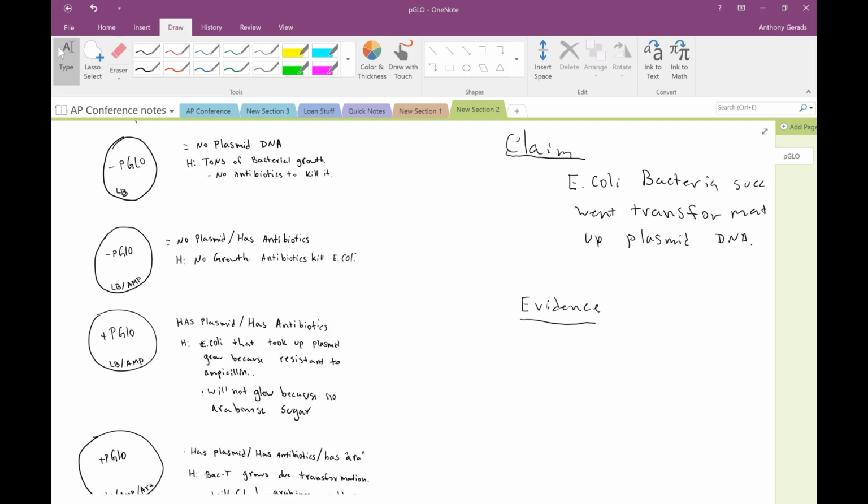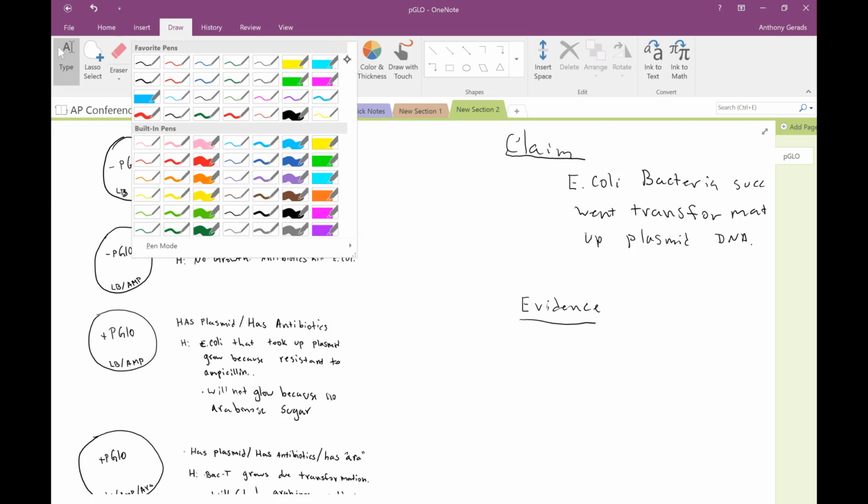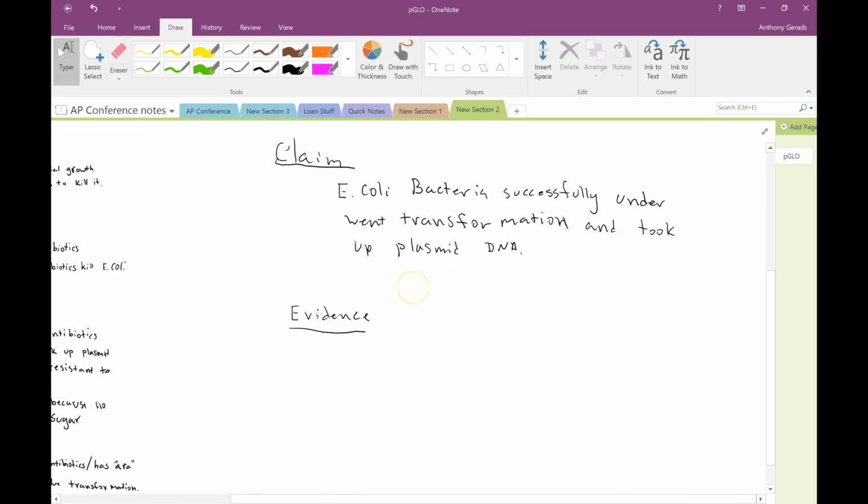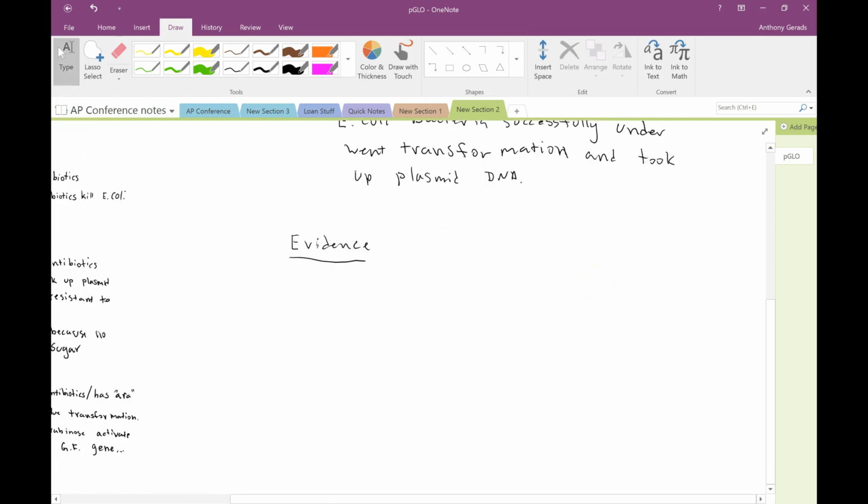Only the two that underwent transformation. So if I were to look at this, let's say I have red, we're not going to do this one. We are not going to do this one. But if I were to look at which ones we will do, we will put that in our data table and we will put that in our data table. Because those are the only two that support the claim that E. coli bacteria successfully underwent transformation and took up the plasmid DNA.